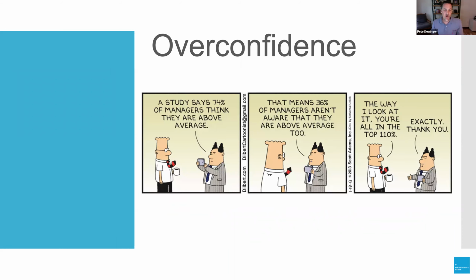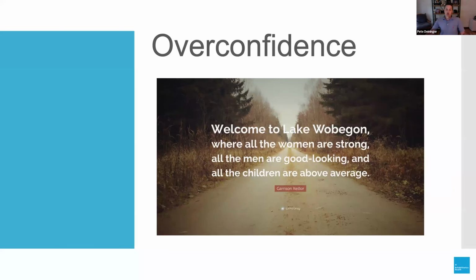So this is one of my favorite cartoons, and I think it does a great job of just highlighting some of the underpinnings of overconfidence. And I think it's something that we all can relate to. So the question is, where do overconfident people live? Lake Wobegon, Garrison Keillor's fictional Minnesota town where all the women are strong, all the men are good looking, and all of the children are above average.